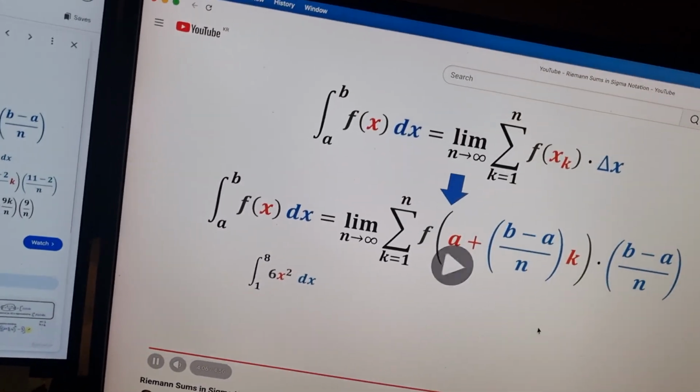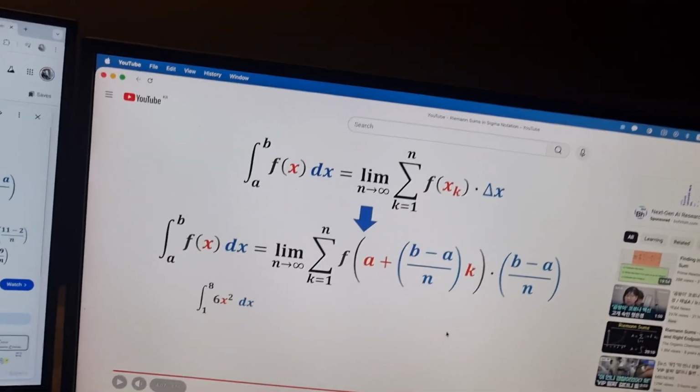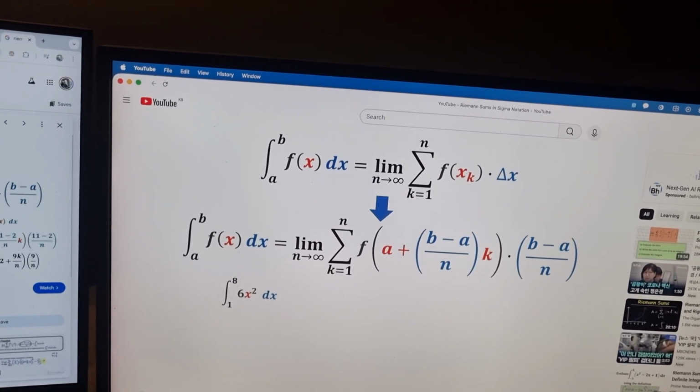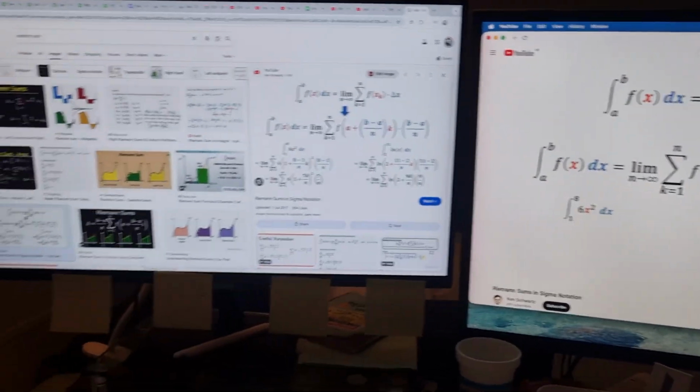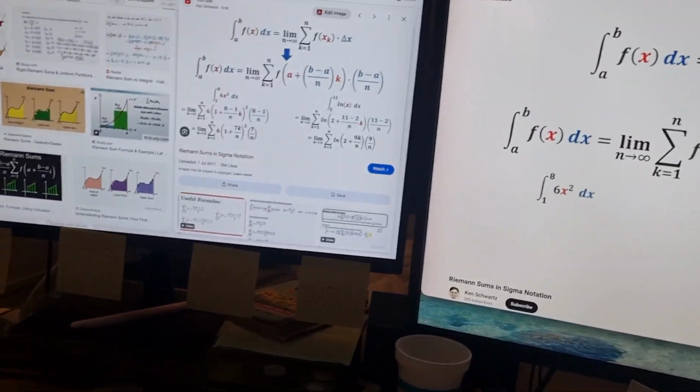Can you solve it? 6x squared. Solve it. How am I supposed to solve that?